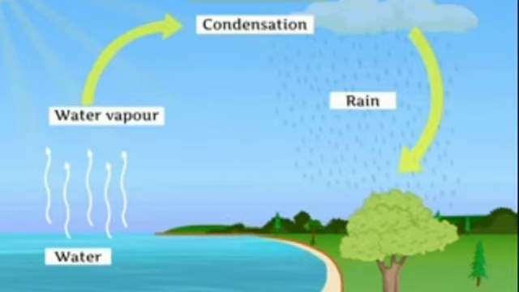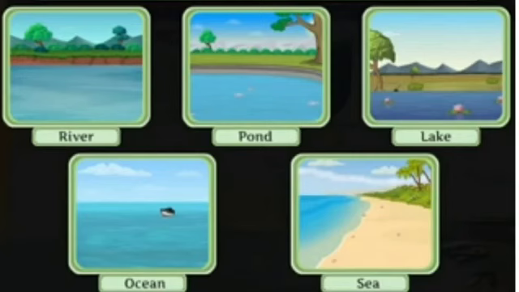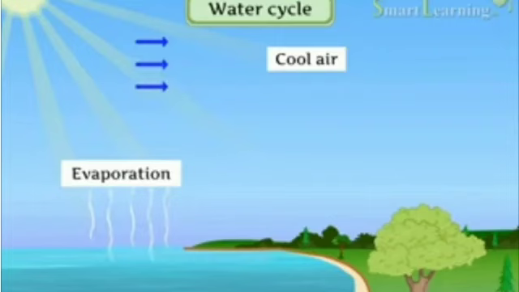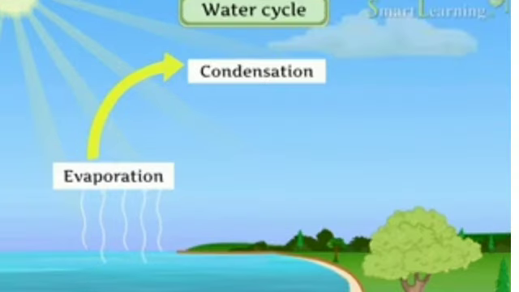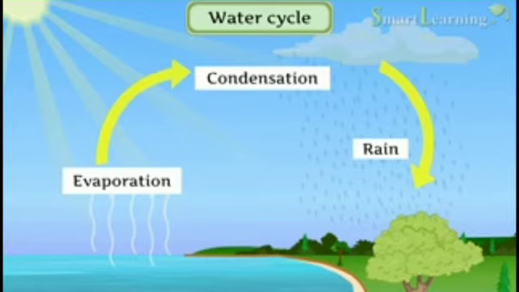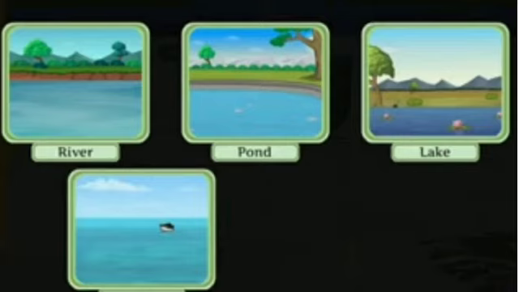Children, the sun heats up the water in seas, rivers, lakes, and ponds, which changes into water vapor. And this water vapor rises up into the air, where it cools and changes into tiny droplets of water. These water droplets join together to form clouds. When these clouds become heavy with water drops, they fall on the earth as rain. And the rainwater fills up ponds, lakes, rivers, and seas again.